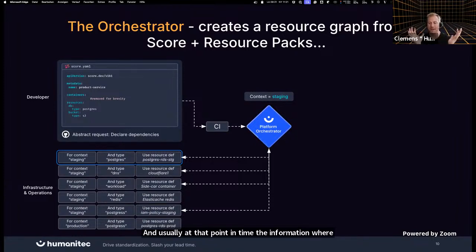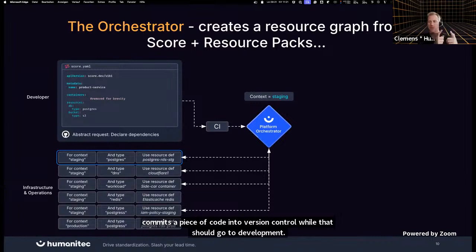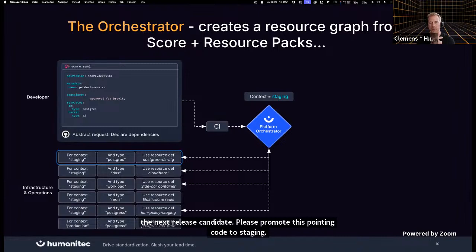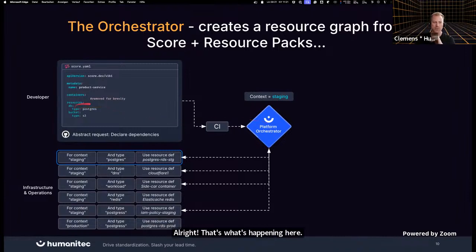Think of it like this. A developer commits a piece of code into version control. Well, that should go to development. The next thing that happens, the developer puts a tag on a specific point in code and demarcates this version as the version that should be the next release candidate. Well, a different pipeline is triggered into action, which conveys to the orchestrator, hey, this is going to be the next release candidate, please promote this point in code to staging. All right, that's what's happening here. So the orchestrator figures out how these resources should be constructed and builds a resource graph which carries that information.